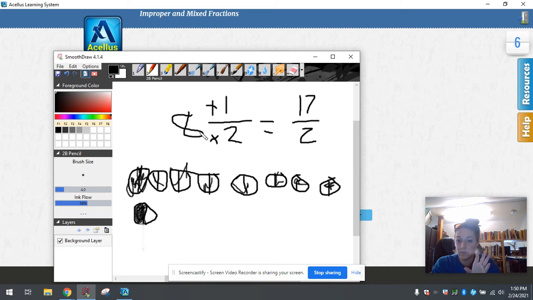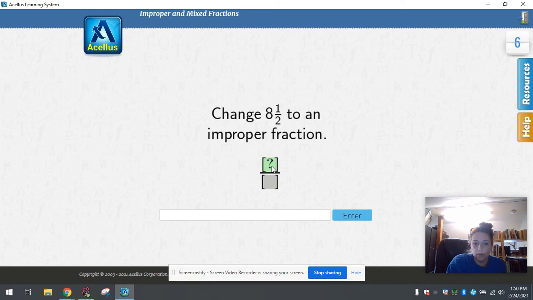So this is my best explanation I can do today of why 8 1/2 equals 17 halves. Counting 1, 2, 3, 4, 5, 6, 7, 8, 9, 10, 11, 12, 13, 14, 15, 16, 17 halves of pizzas is what's been eaten, or 8 1/2 pizzas. Okay, so I got 17 for my numerator here.